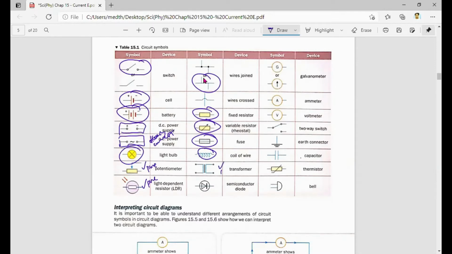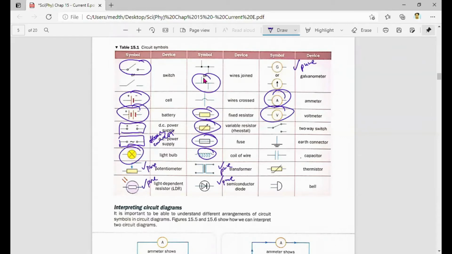Transformer, this is more for pure. Semiconductor diode, this one more for pure. Galvanometer, this one more for pure. Okay, galvanometer actually just measures in which direction the current flows. So it's just that, but it doesn't measure the amount of current. Ammeter, definitely we need. Voltmeter, definitely we need.